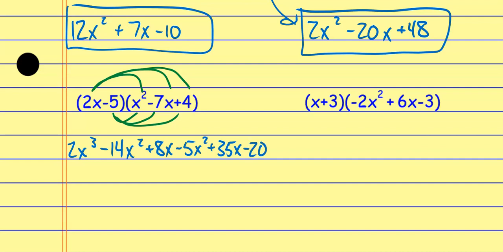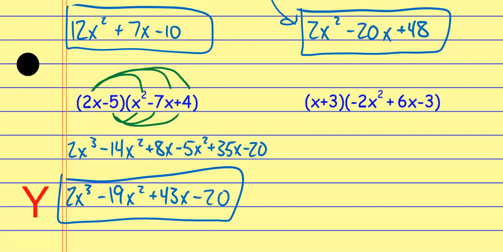And now, once again, I combine like terms. I have 2x squared terms. Those combine to a 19x squared. The x's combine into a 43x. And then the minus 20 doesn't have anything to combine with, so that's done, okay?